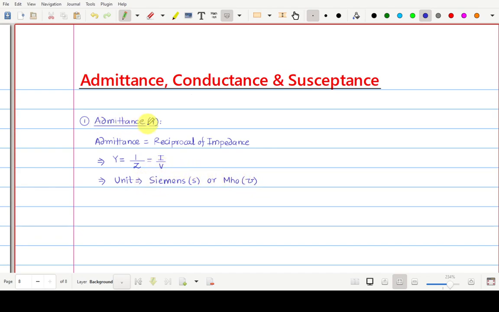Now we will see the advantage of using the admittance unit. You know that this is reciprocal of impedance. So if impedance of any branch is higher, definitely current flowing through that branch will be lower. But the opposite is the case with admittance. If admittance of any branch is higher, then more and more current will be admitted or allowed through that branch. Hence this unit was named admittance, meaning the higher the value of admittance, the more current will be admitted in the circuit.